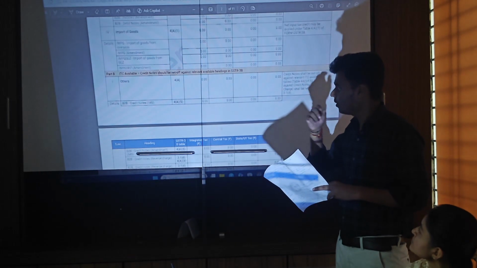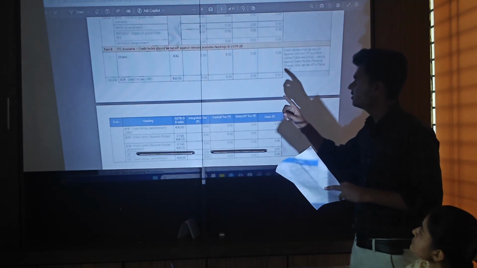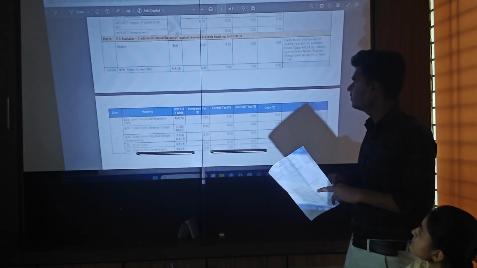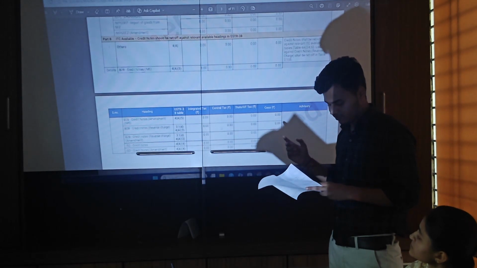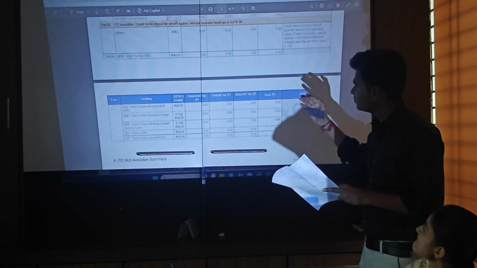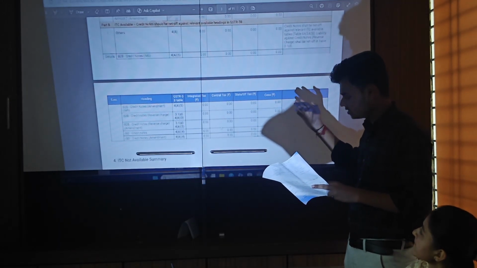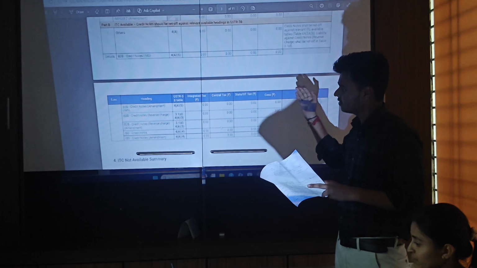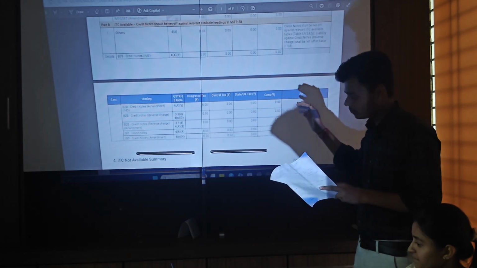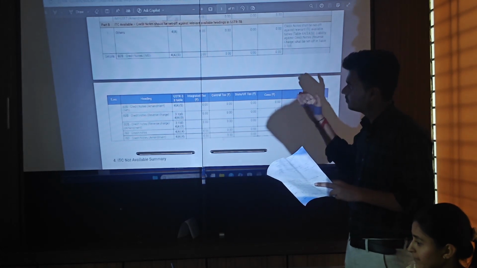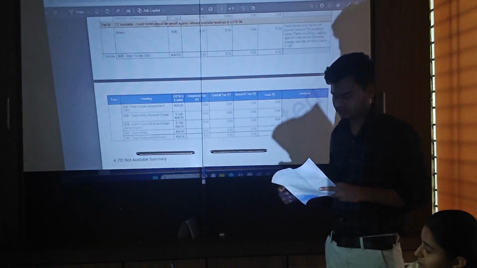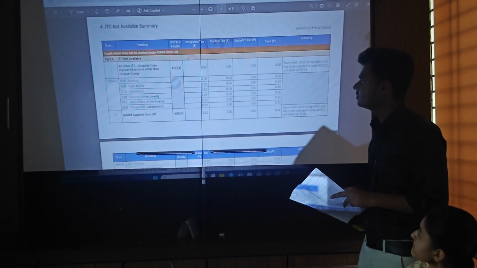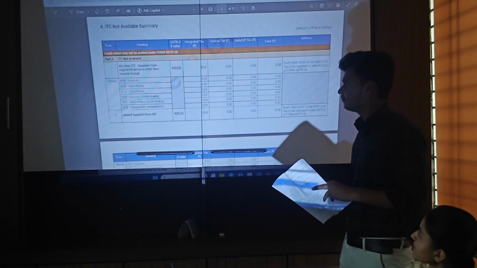And part B is ITC available, and credit notes should be netted off against the relevant available headings in GSTR 3B. It shows the credit notes issued by the supplier, which are netted off from the above ITC, and the data will go to GSTR 3B. Table number 4 is for the ITC not available summary.